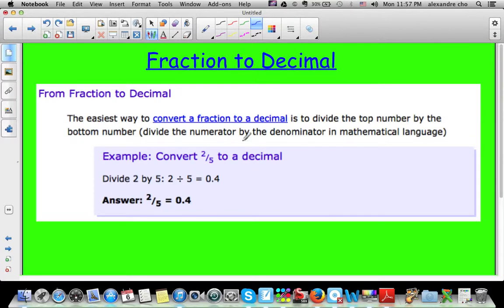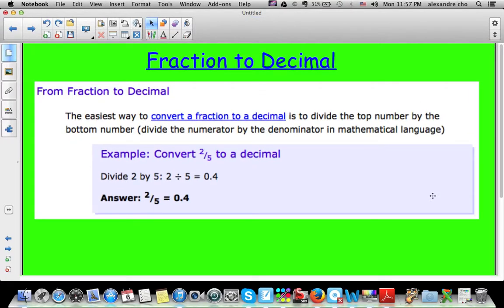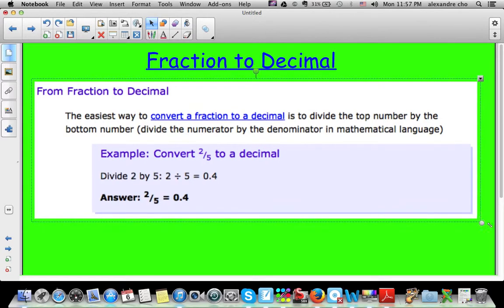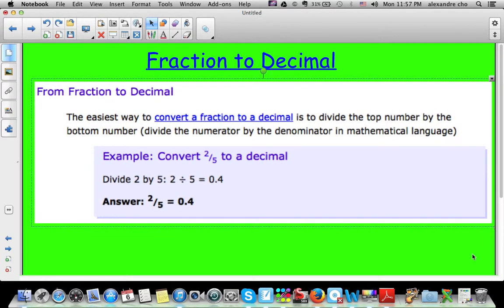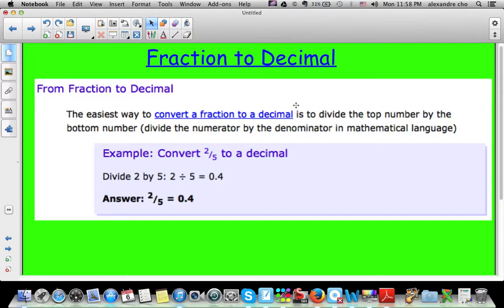Now we have fraction to decimal. I know you have this. I know you wrote this down, but we're going to copy it anyway again. So here, from a fraction to a decimal, the easiest way to convert a fraction to a decimal is to divide the top number, the numerator, by the bottom number, the denominator. Okay? Here's an easy example. 2 over 5 to a decimal, divide 2 by 5, and 2 divided by 5 is 0.4.